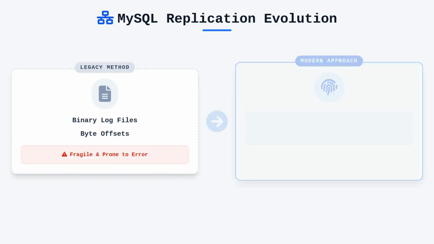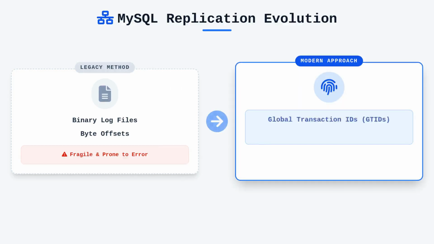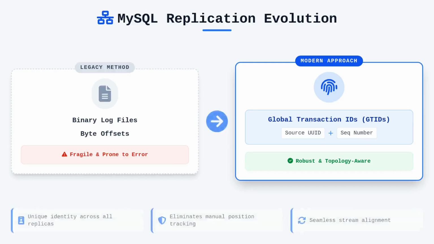With global transaction identifiers, or GTIDs, we identify each transaction uniquely across the entire replication topology. A GTID is composed of a source UUID and a sequence number, combined as a single string. This structure ensures that a transaction, once committed on the source, maintains its identity as it propagates to every replica. Because the identifier is global, we no longer need to track where a file ends or begins to establish a recovery point safely. This shift fundamentally changes how we think about replication stream alignment.